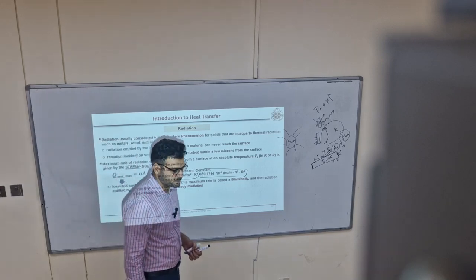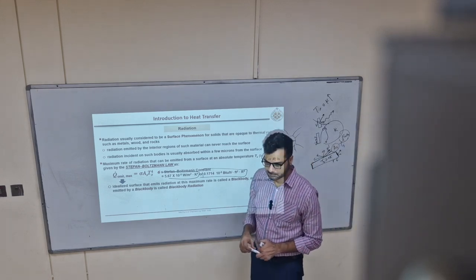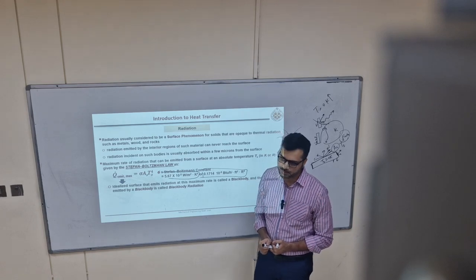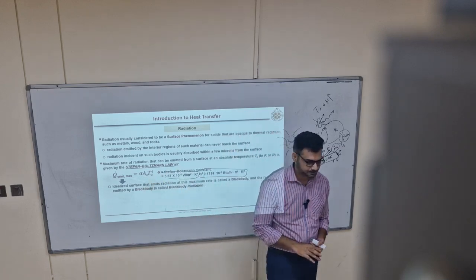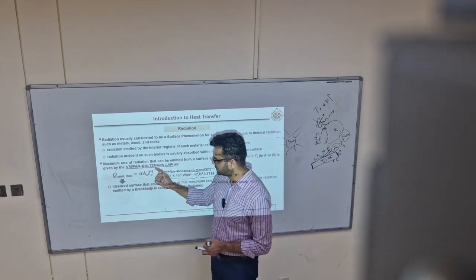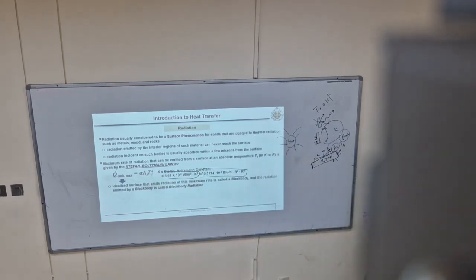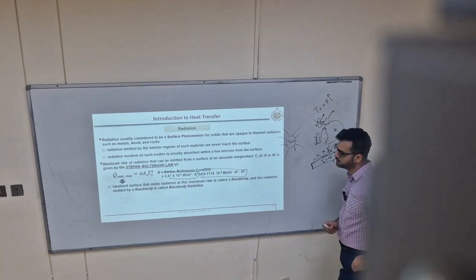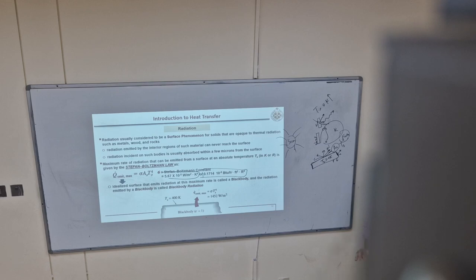Any body which obeys this equation is called a black body. All real bodies will be emitting radiation less than this at a particular temperature and from that surface area. That is the maximum possible. That's why that ideal body is called a black body, or the radiation is called black body radiation. So if you know the area and the temperature, multiplied by sigma, we can find out the maximum possible radiation.